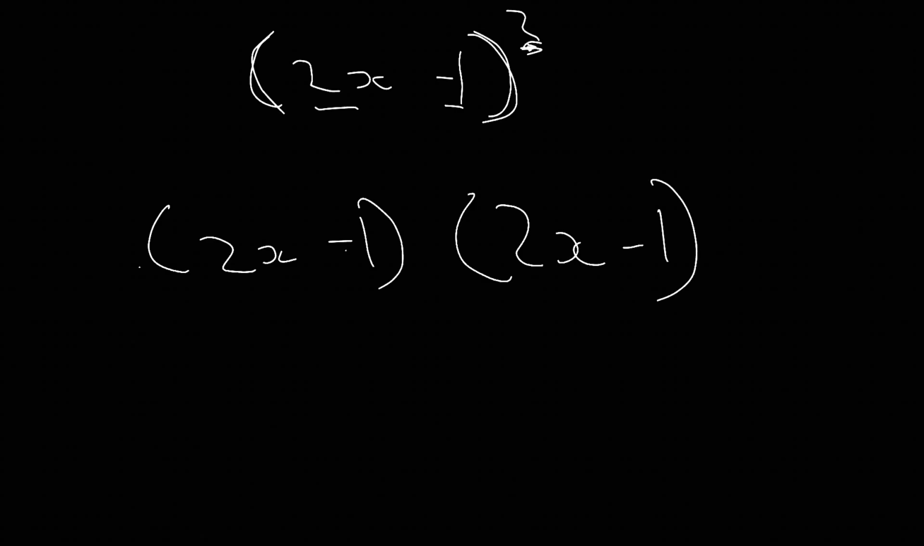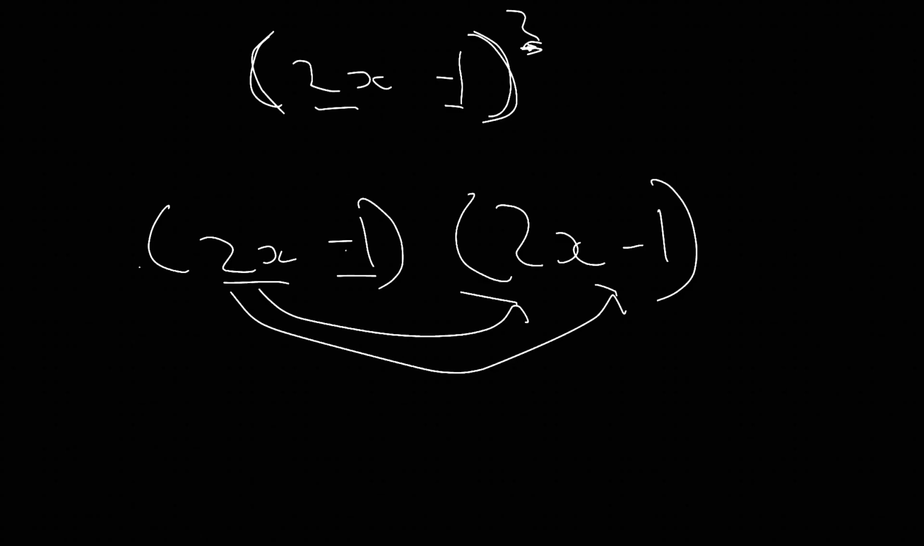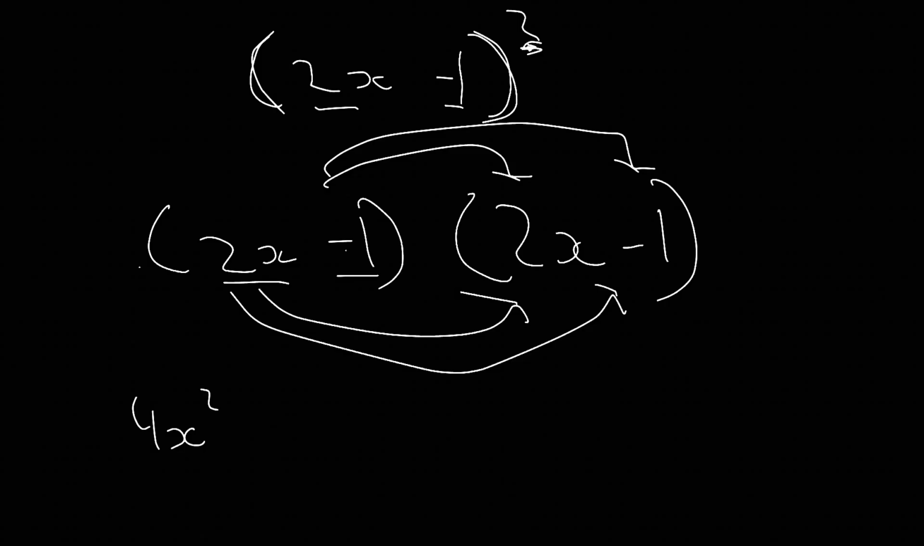And then we can just perform a simple expanding double bracket. So 2x times the 2x and the minus 1, and then the minus 1 times the 2x and the other minus 1. So 2x times 2x is 4x squared. 2x times minus 1 gives me minus 2x. And then this minus 1 over here times the 2x gives me minus 2x again. And then minus 1 times minus 1, since it's a minus being multiplied by another minus, it gives me a positive, so it turns into plus 1.